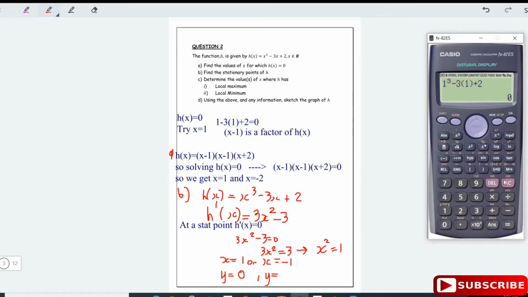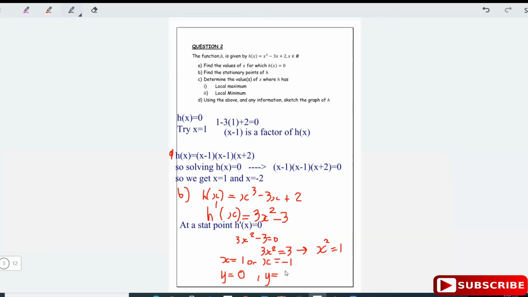So when I plug in minus 1 now, I'm going to get minus 1 cubed minus 3 times minus 1. Then I add that to 2. That is 4. So I get 4. So since I get 4, y equals 4.